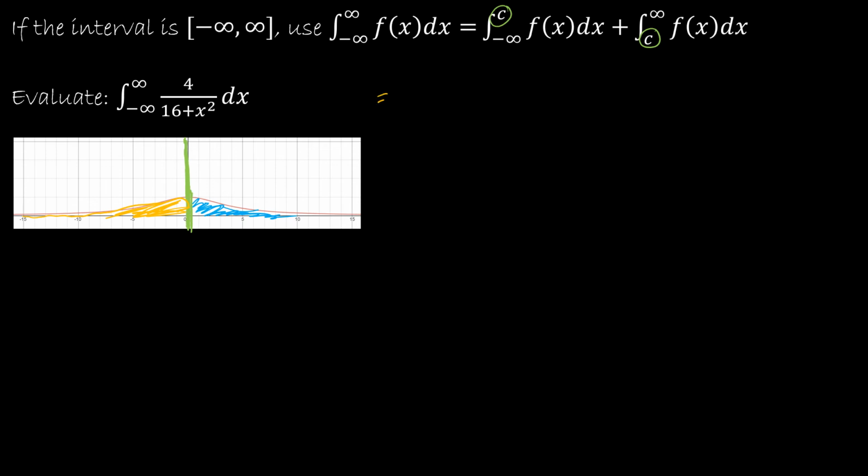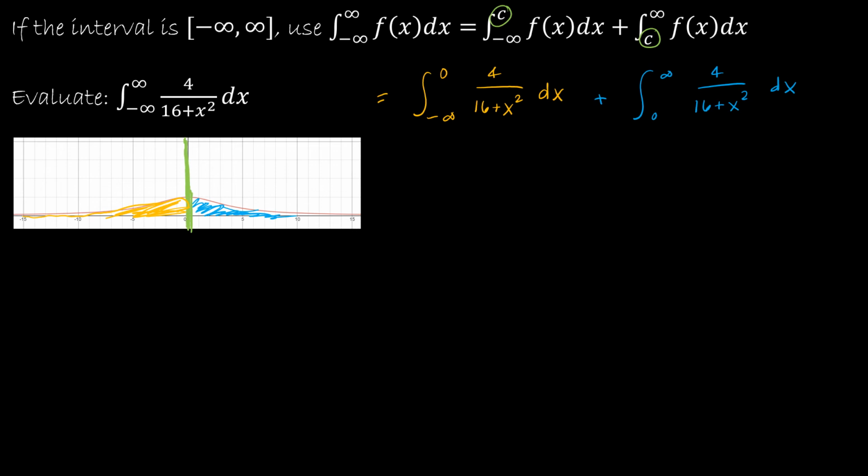So I'm going to write this as the integral from negative infinity to 0 of 4 over 16 plus x squared dx, and then plus the integral from 0 to infinity of 4 over 16 plus x squared dx.